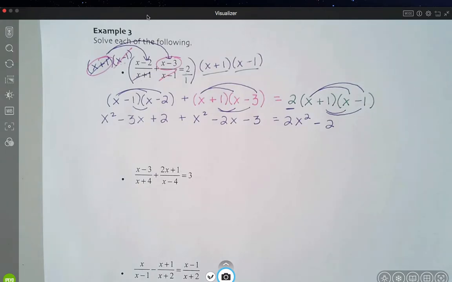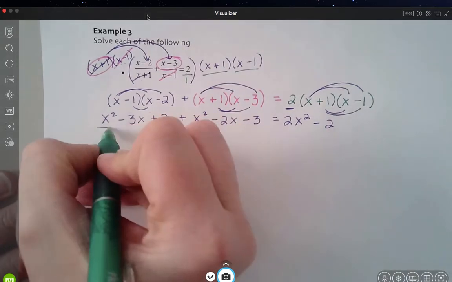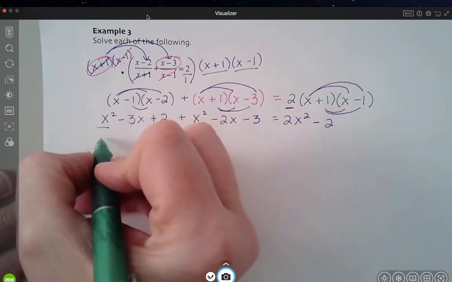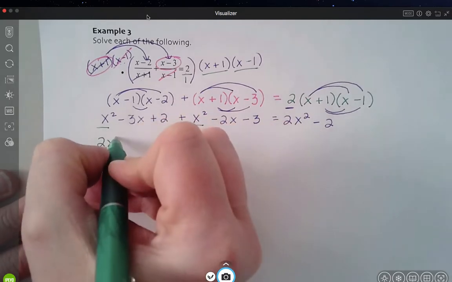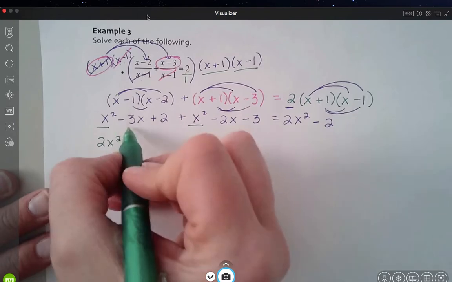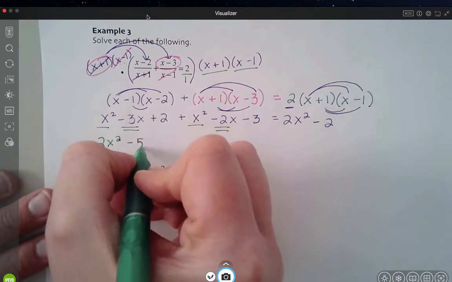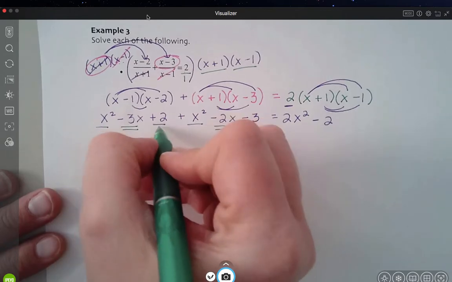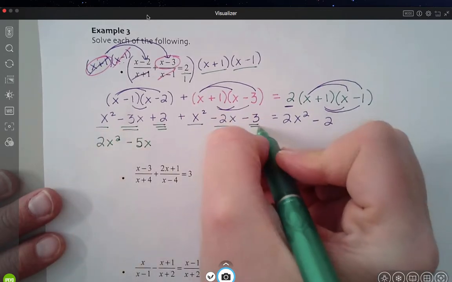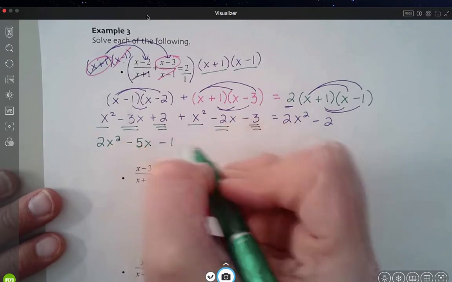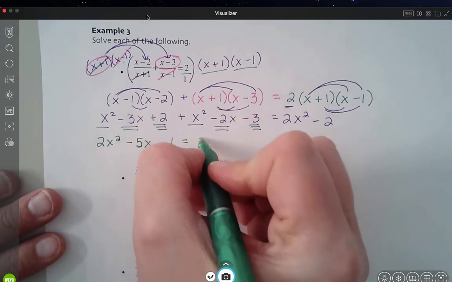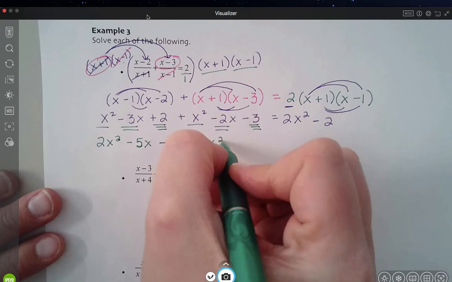So now my goal, because I'm suspecting quadratic formula here, is to get everything simplified and move to one side. So if I put these together, I end up with x squared and x squared, so 2x squared. Negative 3x minus 2x, so that's negative 5x. And then 2 minus 3 leaves me with negative 1. And then I have 2x squared minus 2.